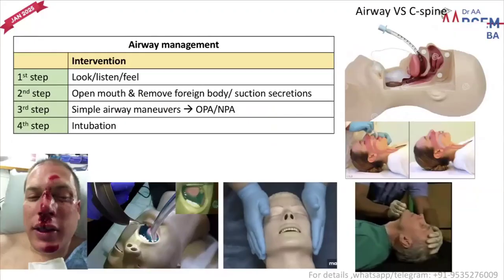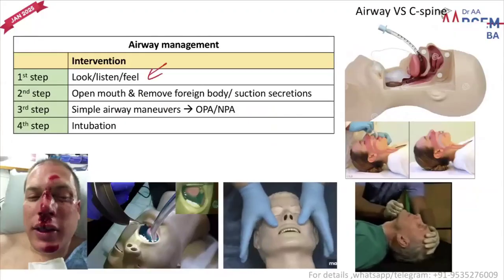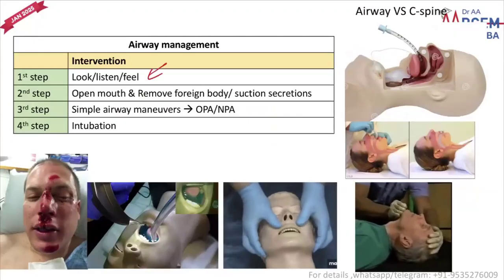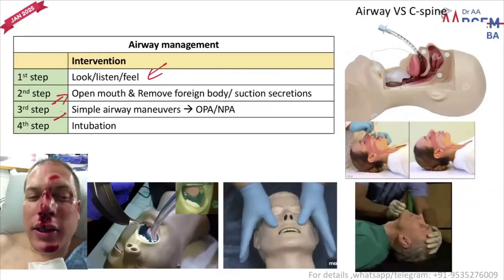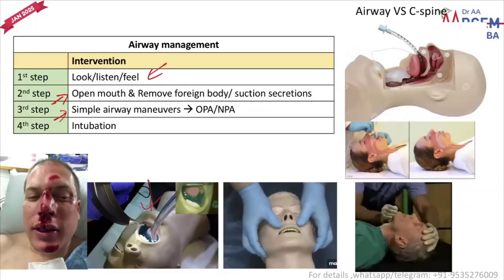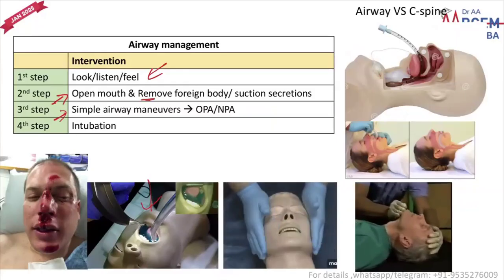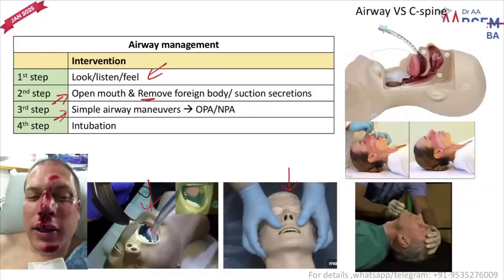To summarize everything, the first step in airway assessment and management is look, listen, feel. If there is some abnormality, then you open the airway, remove any foreign bodies, and suction it out. If still no improvement is seen after suctioning or removing the foreign body, then you will perform simple airway maneuvers.